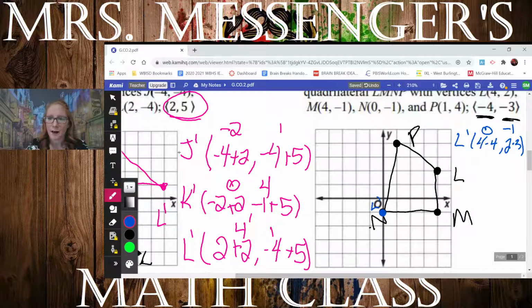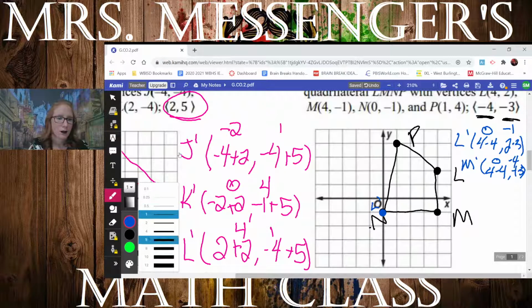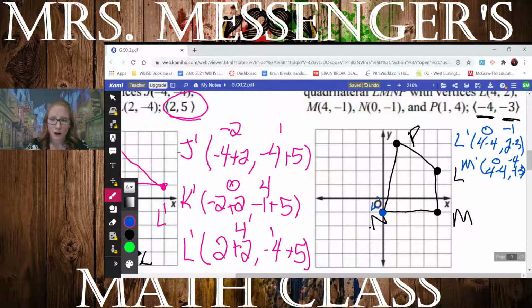And then we've got M prime, which M was originally at 4. So again, 4 minus 4. And then negative 1 minus 3. Oof, running out of room. So 0, negative 4. Which we expect them to be on the same line because if you notice originally L and M made a straight line.